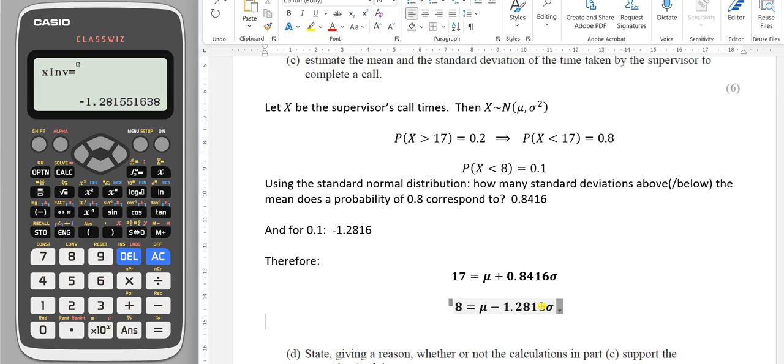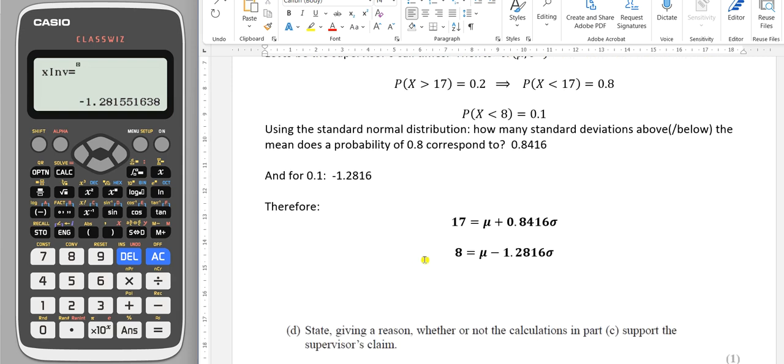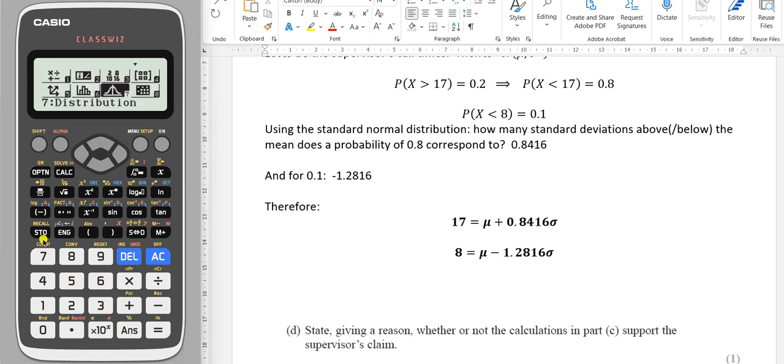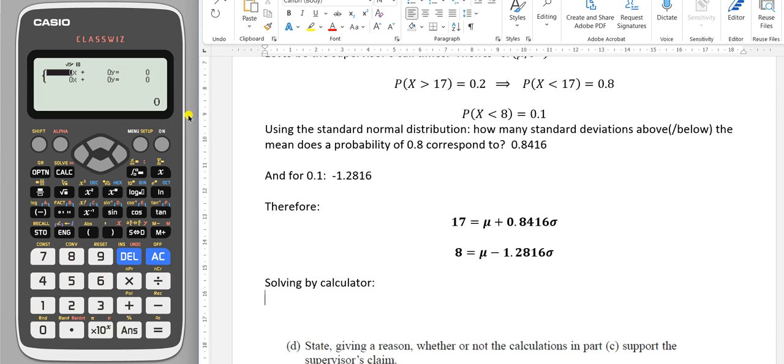This is like what I was describing shortly before. This is 2 equations in 2 unknowns. By far the quickest way to do this, I think, is to jump to menu option A on the calculator, select simultaneous equations, choose 2 unknowns, and then I'm going to read these as if they're the other way round. So I'm going to think of it as mu plus something sigma equals 17. I just need to remember that in this context, mu corresponds to x and sigma corresponds to y.